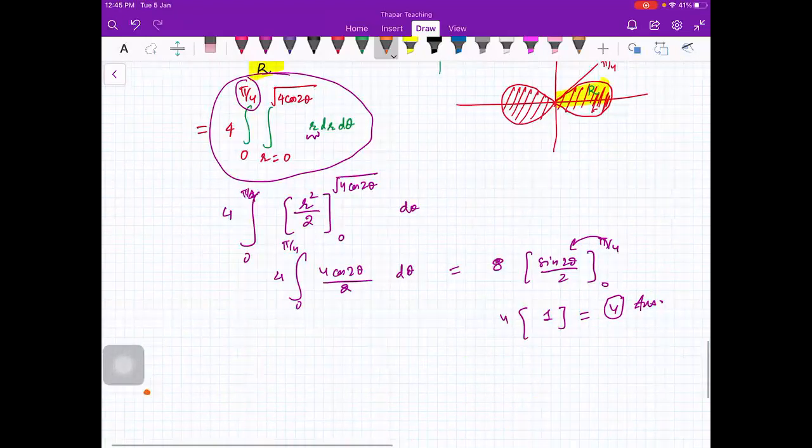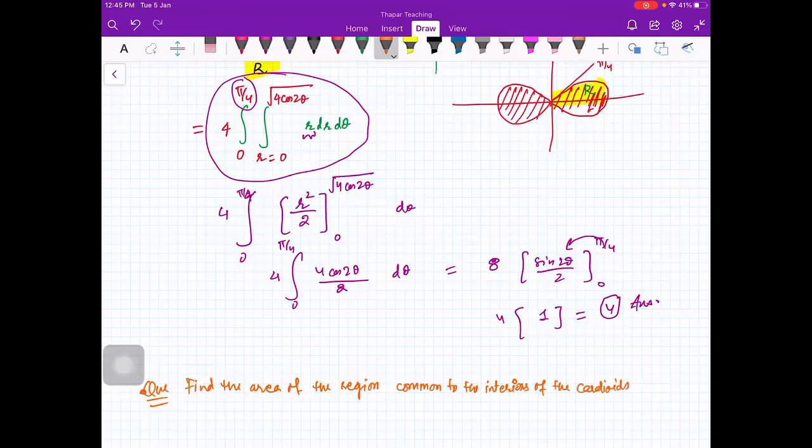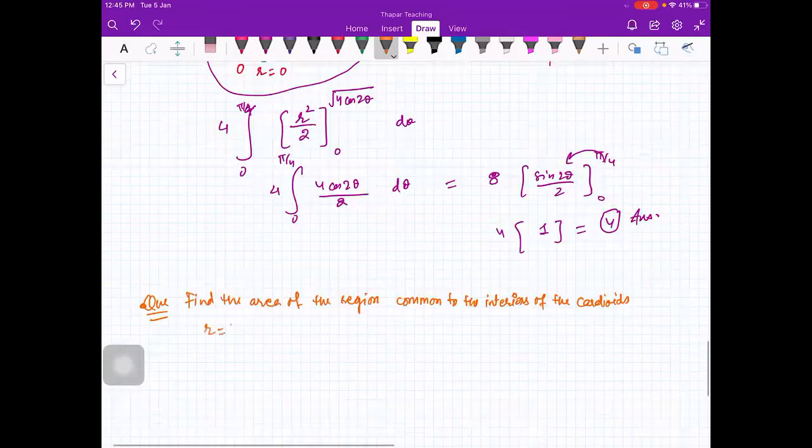Let me write down the problem. Find the area of the region common to the interiors of the cardioids r is equal to 1 plus cos theta and r is equal to 1 minus cos theta. Okay. So did you understand the question?